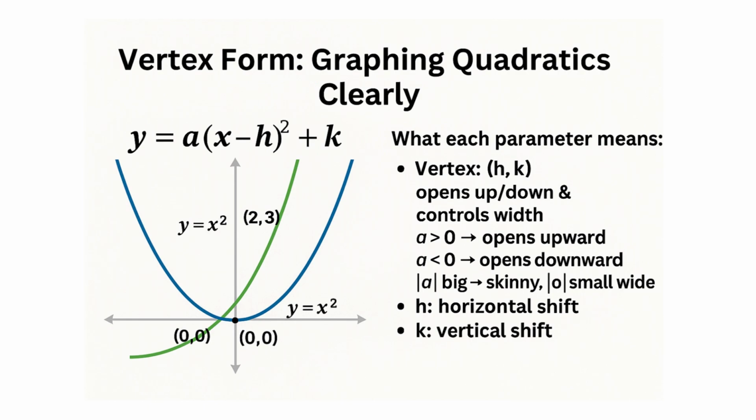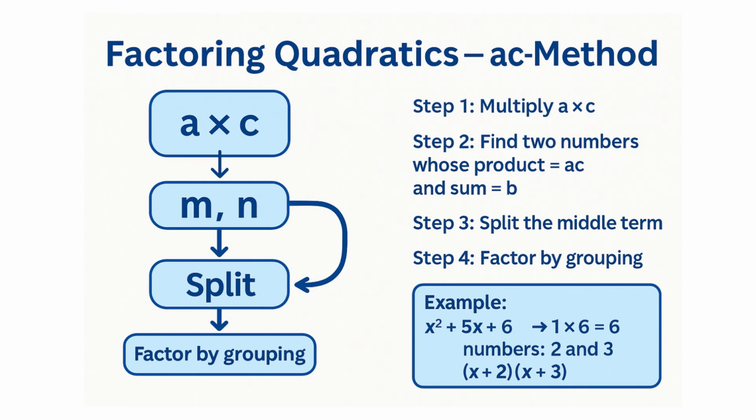In this section, we'll learn how to factor quadratics using the AC method, a reliable and systematic technique that works consistently on the SAT. The process begins by multiplying A and C, which gives us a target product. This is the number we're aiming for. Next, we look for two numbers that have a very specific relationship. They must multiply together to give us this AC product, and at the same time, they must add up to equal the coefficient B. Once we find those two special numbers, we split the middle term of the quadratic accordingly. This transforms the original three-term expression into a four-term expression that's ready for the next step.